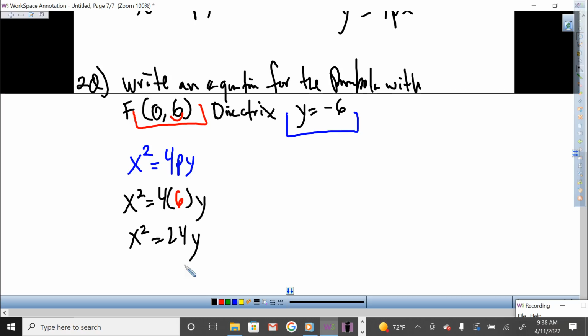Now, on the study guide, I don't know if you noticed, they didn't give you an equation that looked like that. They gave you an equation that said either x equals or y equals. So how can I solve for y here? Tell your neighbor. What do I do to solve for y?